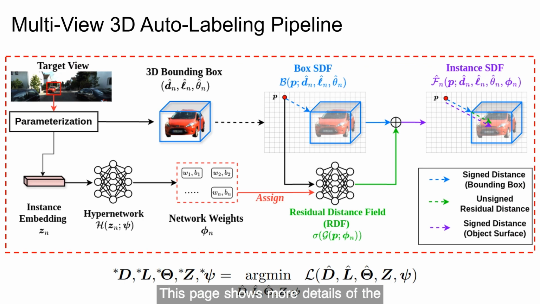This page shows more details of the learning of the instance SDF. We represent the surface of each instance as an SDF and decompose it into the SDF of a 3D bounding box and the residual distance field, RDF, which is learned via a hypernetwork. The composed instance SDF is used to render the silhouette of the instance through our proposed instance-aware volumetric silhouette rendering. During this process, we can optimize the 3D bounding boxes.